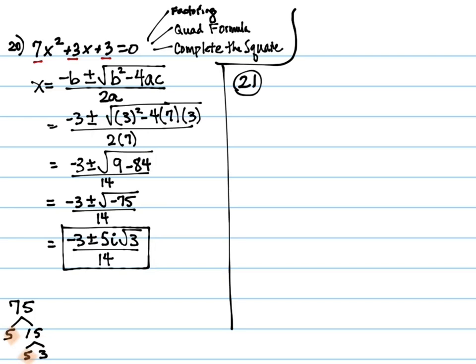Okay, 21 says a ball is thrown from an initial height of 2 feet with an upward velocity, that means speed, of 24 feet per second. The ball's height h in feet after t seconds is given by the following equation. So I have h equals 2 plus 24t minus 16t squared.